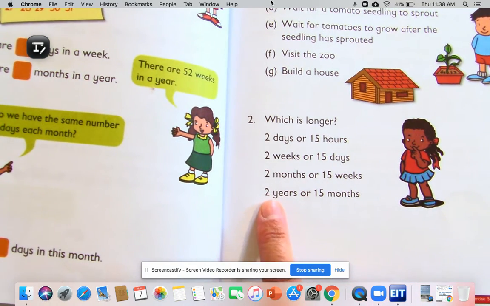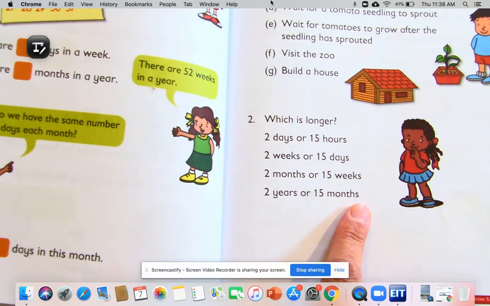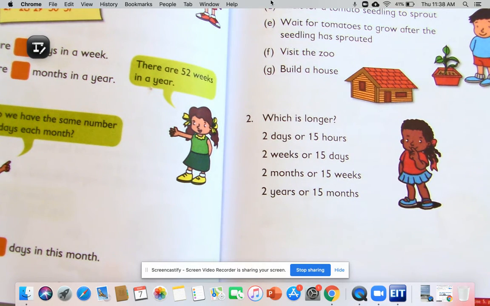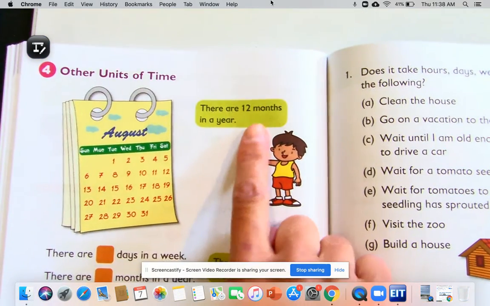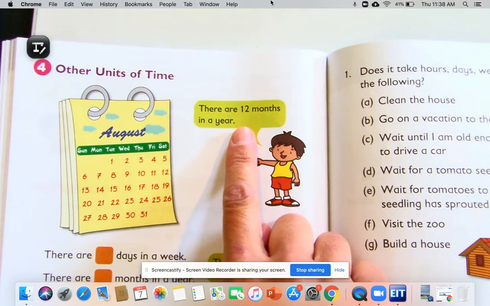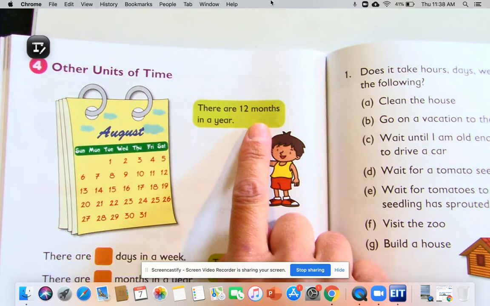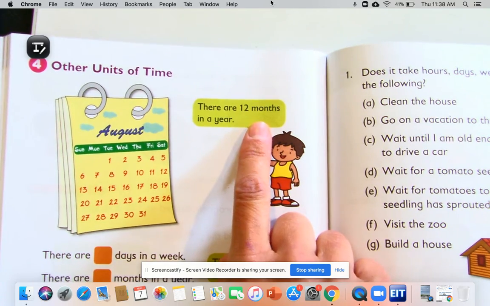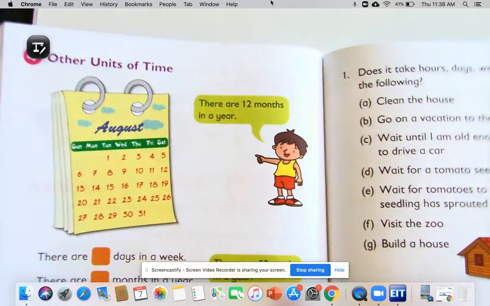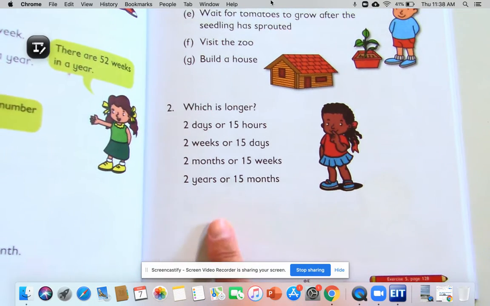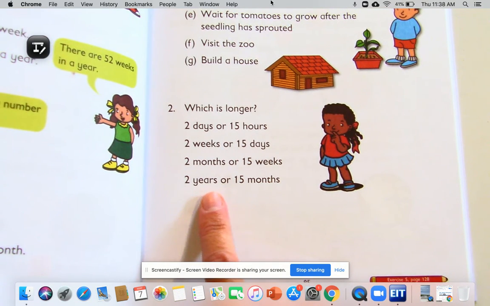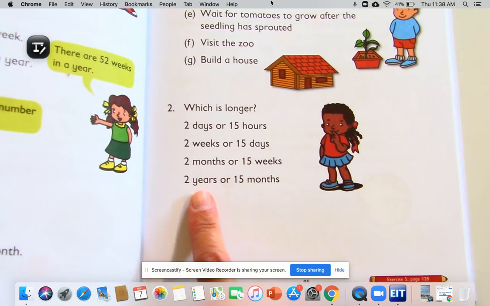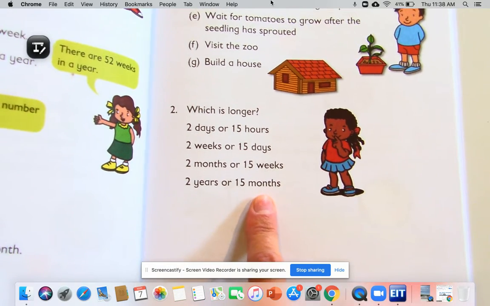And the last one, we have 2 years or 15 months. Well, we know that in 1 year, as this little guy helped us, there are 12 months. So if there are 12 months in a year, how many months in 2 years? That would be 12 plus 12, 24 months. So 24 months is 2 years. 24 months would be longer than 15 months.